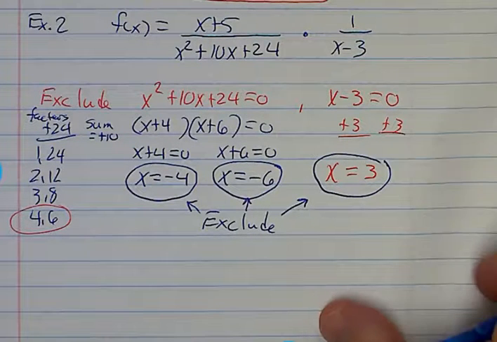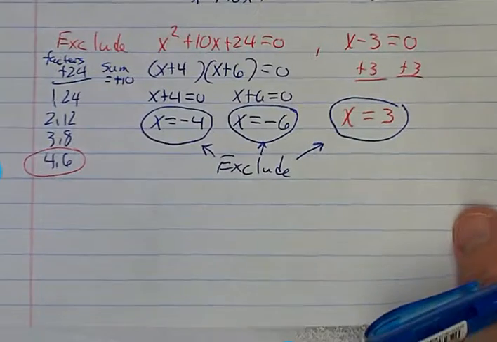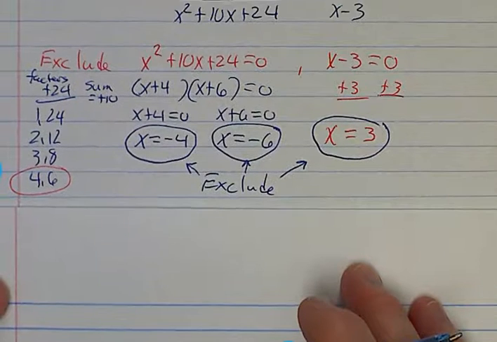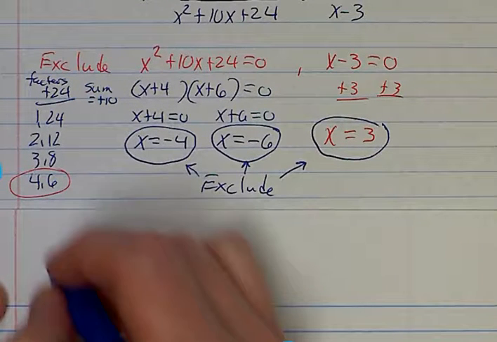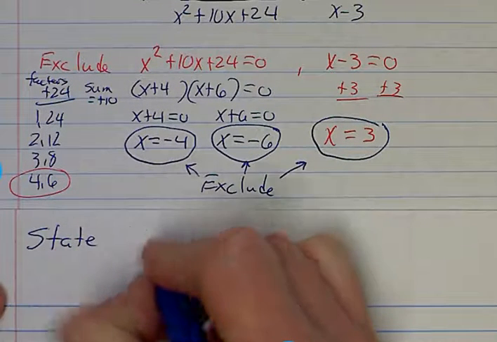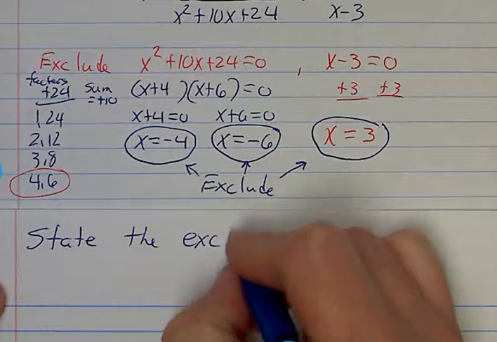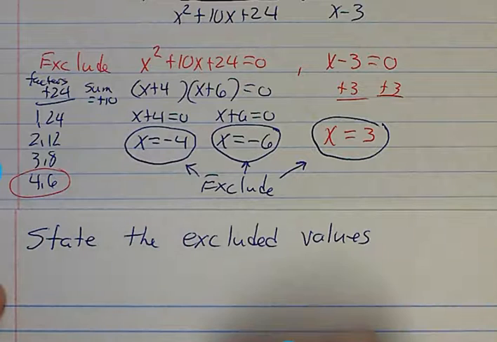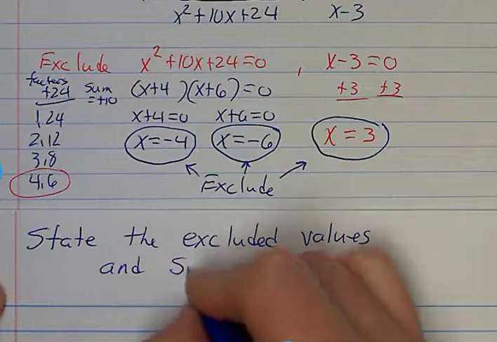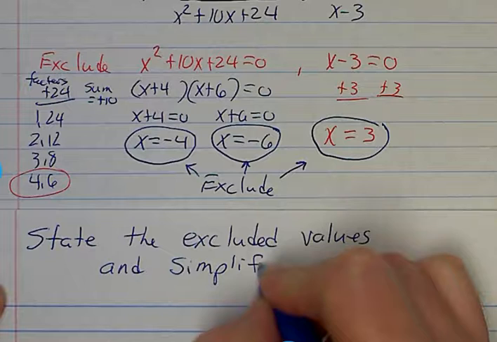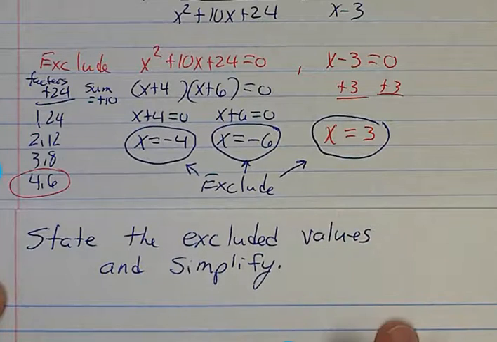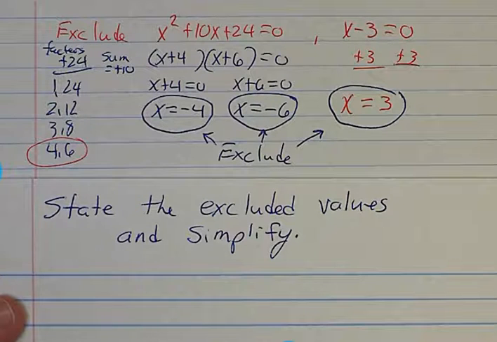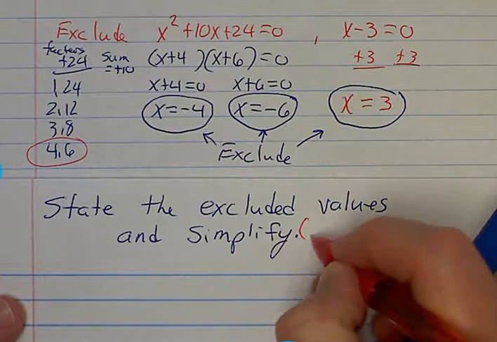Okay, so for the second set of problems, it's still going to be the same type thing, but they're going to add just a little bit more to it. Okay, so one other little bit of something we're going to add to this one. We're still going to state the excluded values, but now after we do that, we're going to simplify. And when they do the simplifying, that means you have to factor and cancel.